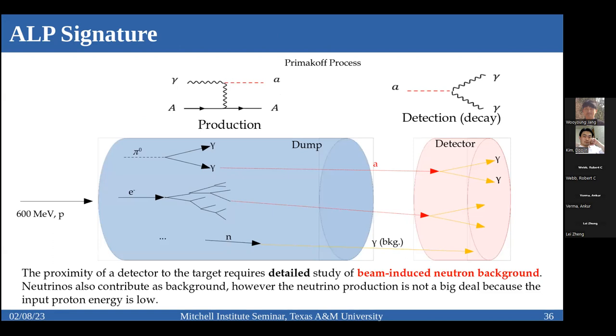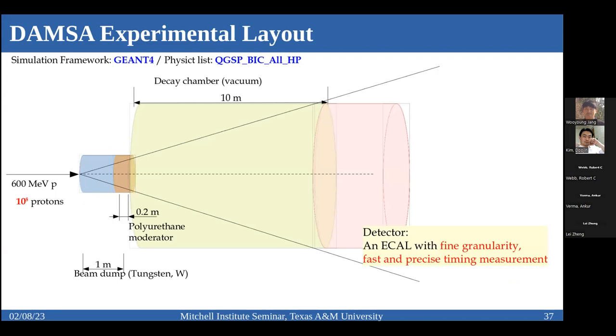The ALP is the same as I previously introduced. We use a dump to produce the ALP, and then we use a detector system to measure the ALP signal. The important point is that we put the detector in a location very close to the dump system so that we can maximize the ALP flux in the detector system. So this is the layout of the DAMSA experiment.